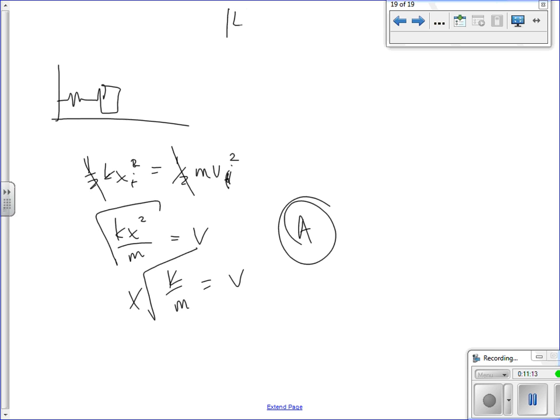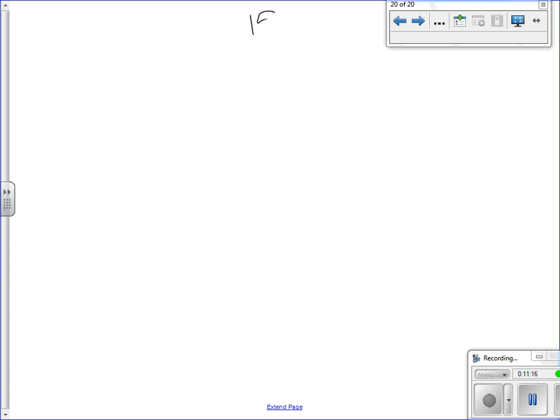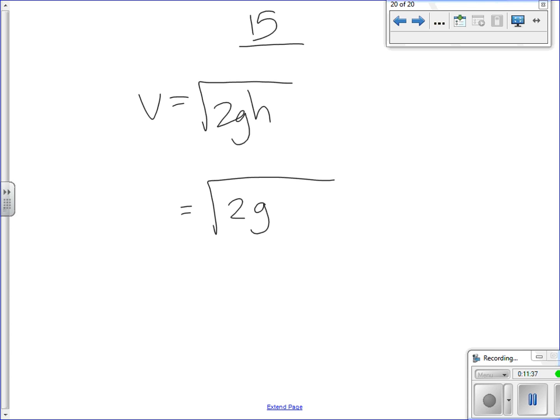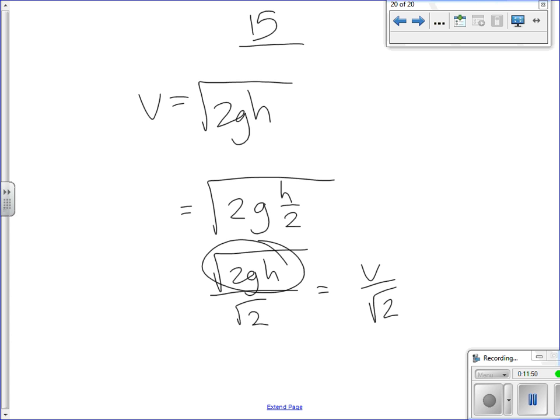That was 14, 15. If V is here, you should be able to prove to yourself that after falling a distance h, that's how fast something goes, using kinematics or conservation of mechanical energy. Well, when it's fallen a distance of half of h, we said this is V. So your answer is V over square root of 2.